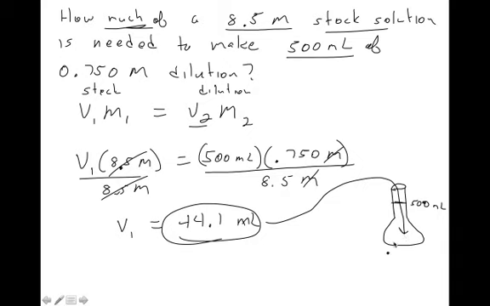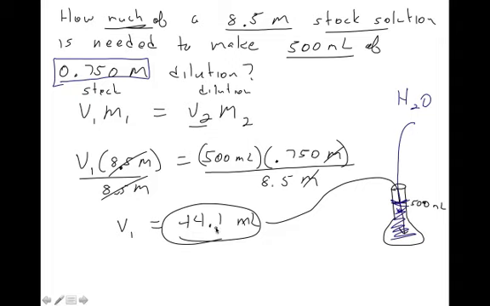You'll put it in there, and then you're just going to take some water and add the water to that flask until the level reaches 500 milliliters. When you add the water, you dilute the solution, and so it's diluting to 0.750 molar when you reach the 500 milliliter mark. And that's how you make your dilution. Take the amount of your stock solution, put it in there, and dilute it with water until it reaches a total volume of 500 milliliters.